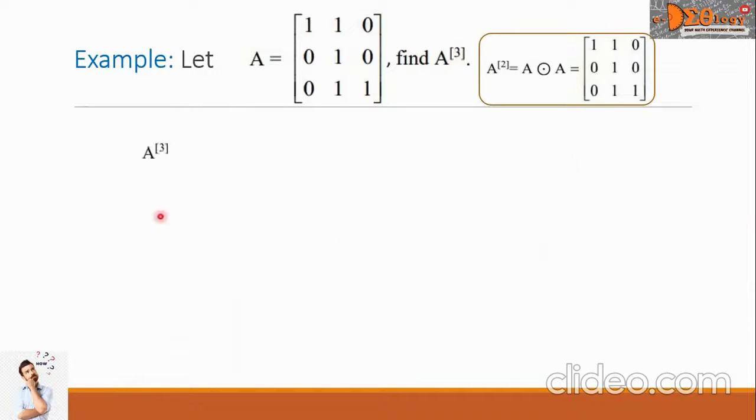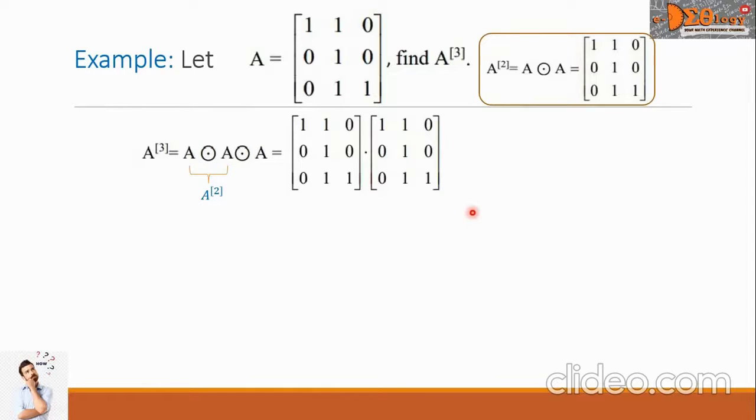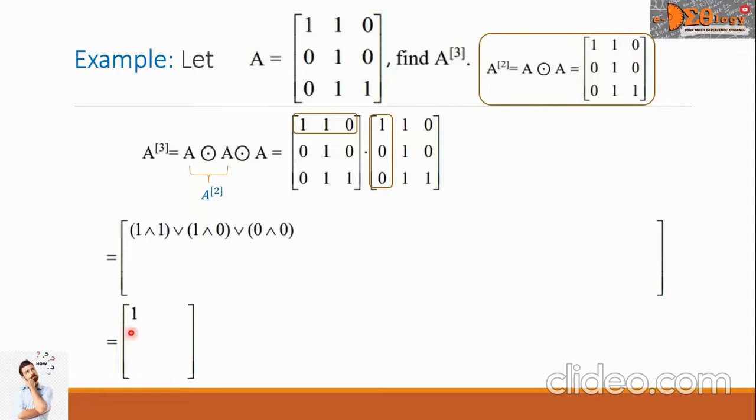Now let us proceed for the A power 3. We can write this as A times A times A. This A times A is the A power 2, and we solved it a while ago. And this is the matrix. So we write this matrix multiplied by the matrix A. So let us multiply the two matrices. The first element here is 1 because we multiply this row by this column, and we write the row solution in here.